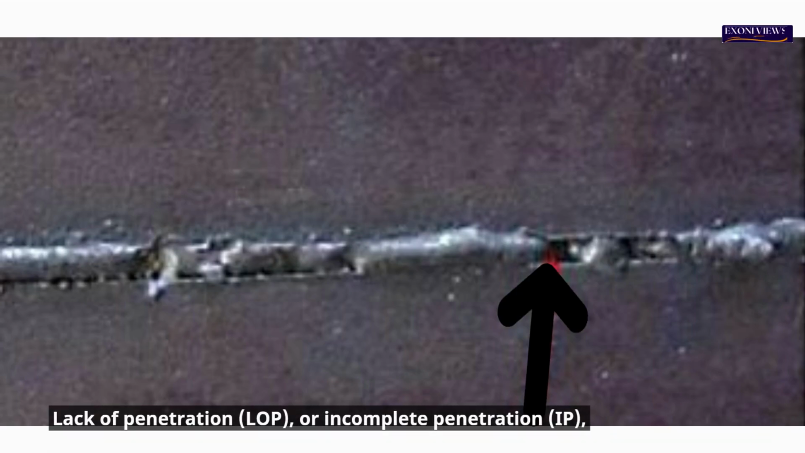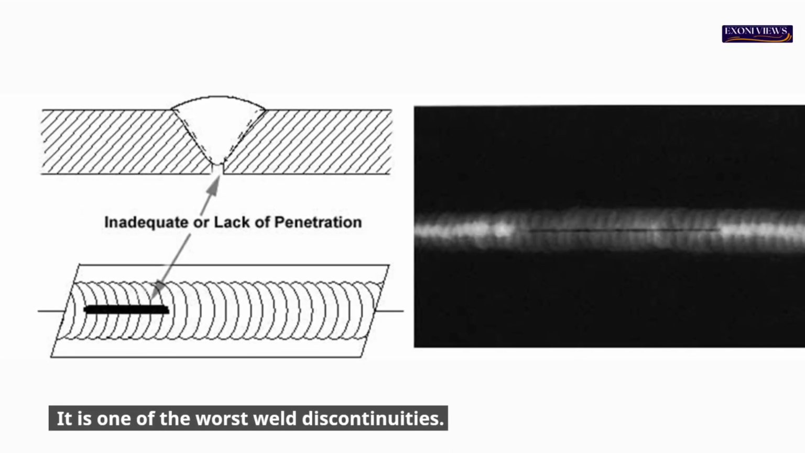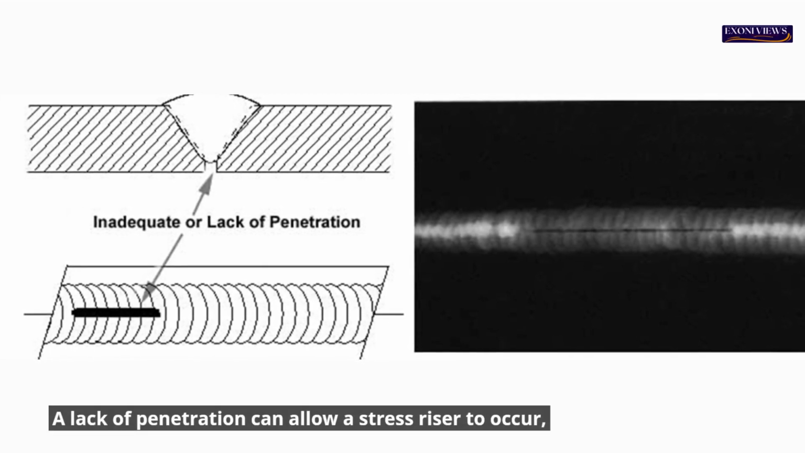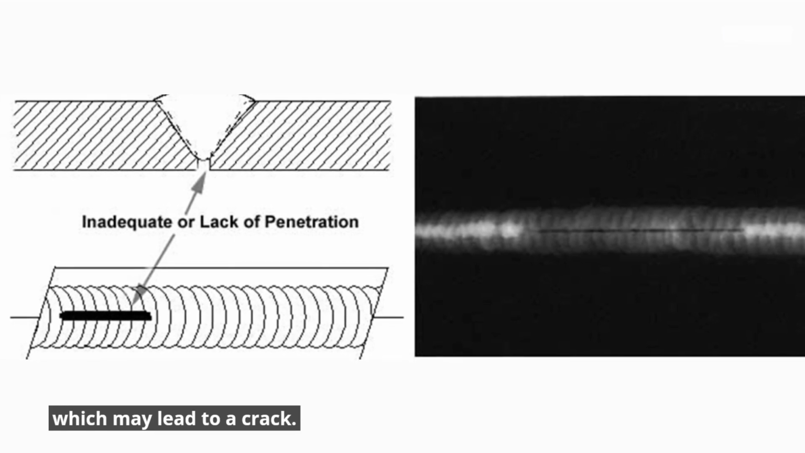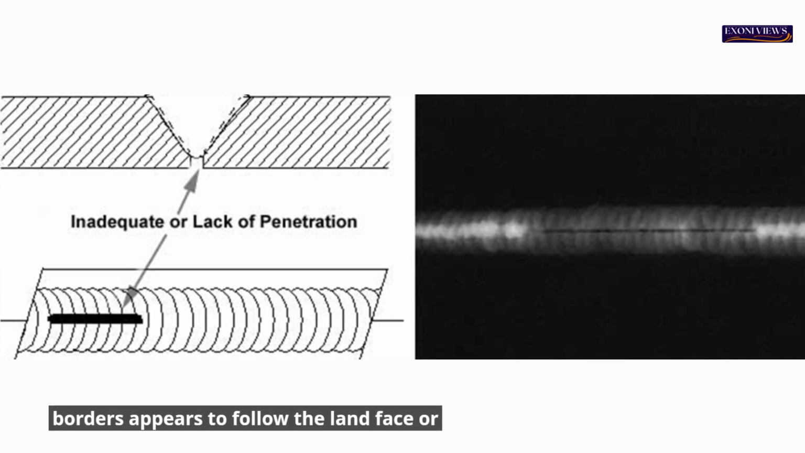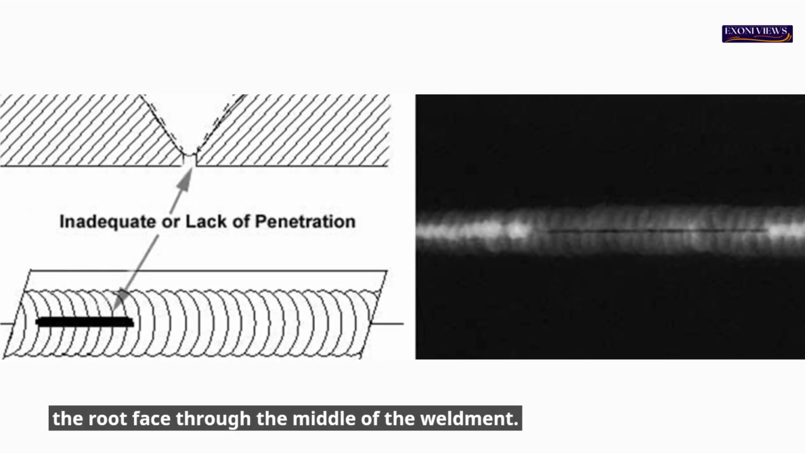Incomplete penetration or lack of penetration. Lack of penetration, LOP, or incomplete penetration, IP, occurs when the weld metal fails to penetrate the joint. It is one of the worst weld discontinuities. A lack of penetration can allow a stress riser to occur, which may lead to a crack. On a radiograph, a dark region with straight edges and well-defined borders appears to follow the land face or the root face through the middle of the weldment.